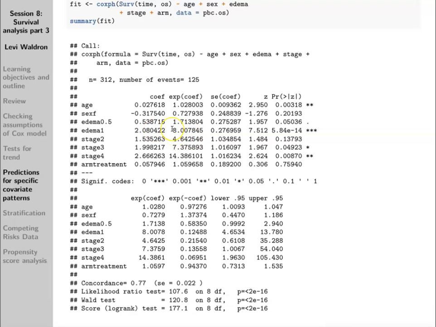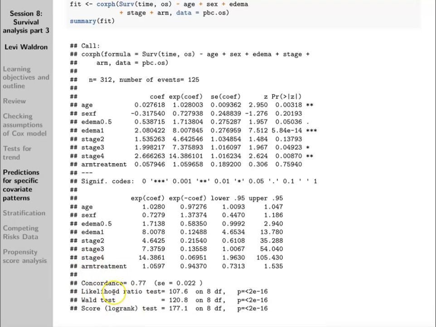This has a hazard ratio of 8, so the patients with edema have a much higher risk of early death, and stage as well, as we've seen in that previous plot. This lower part here is just the same information with confidence intervals given on the hazard ratios. So these are all hazard ratios, not coefficients down here.